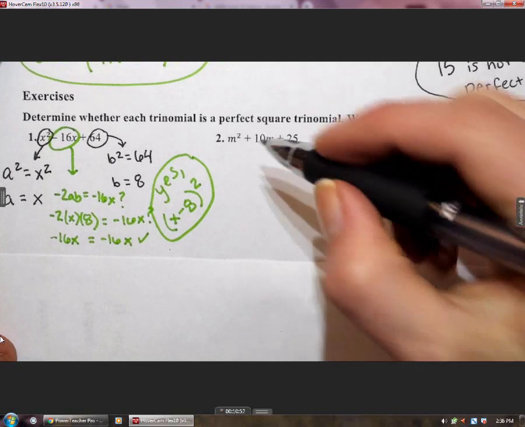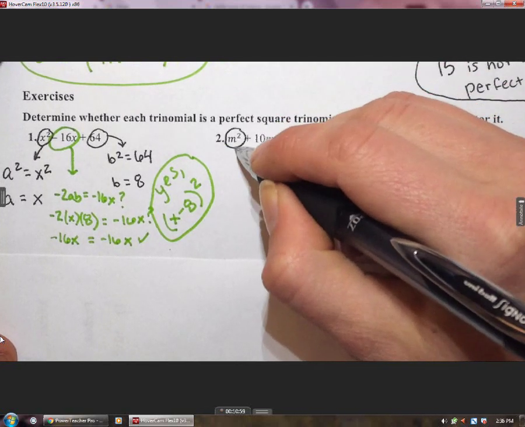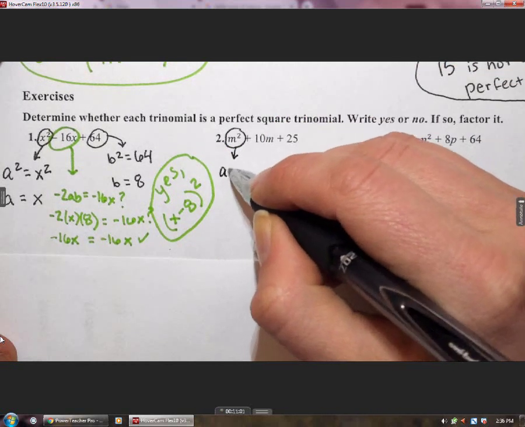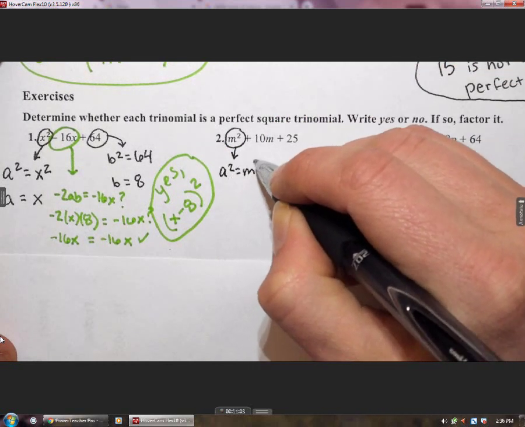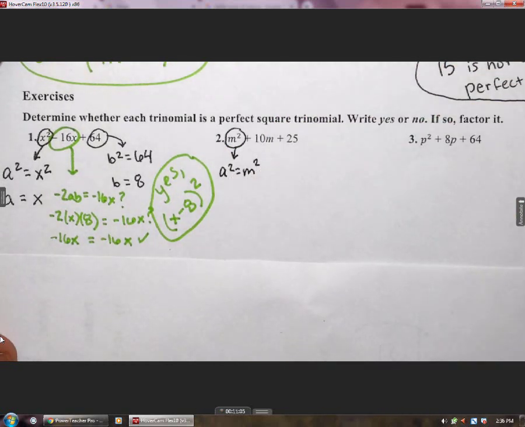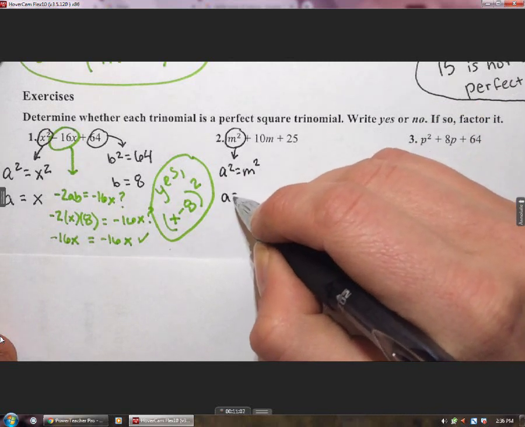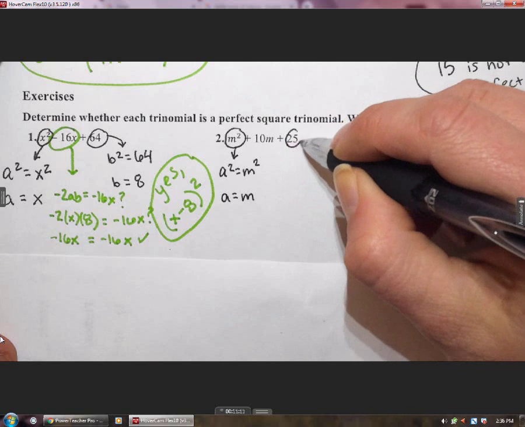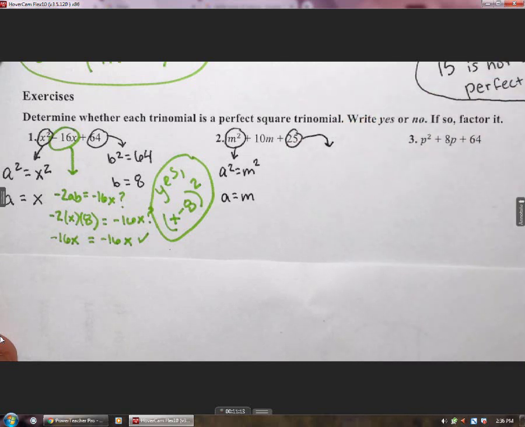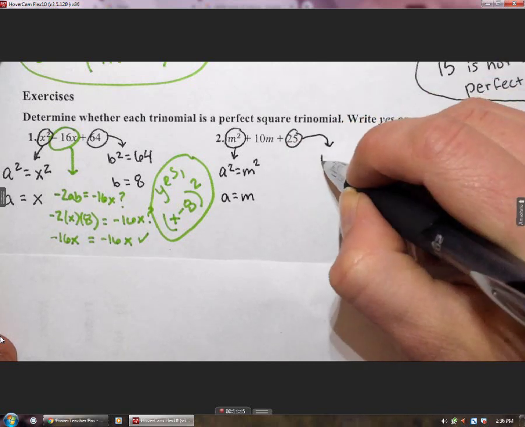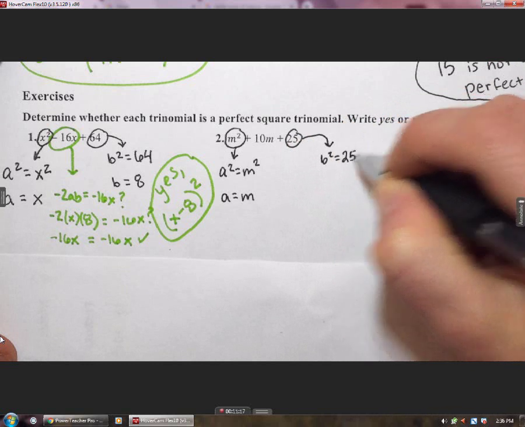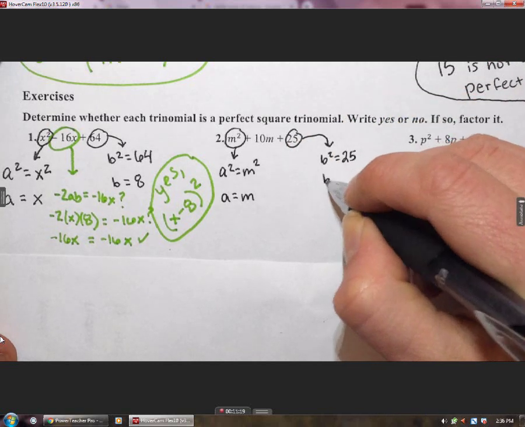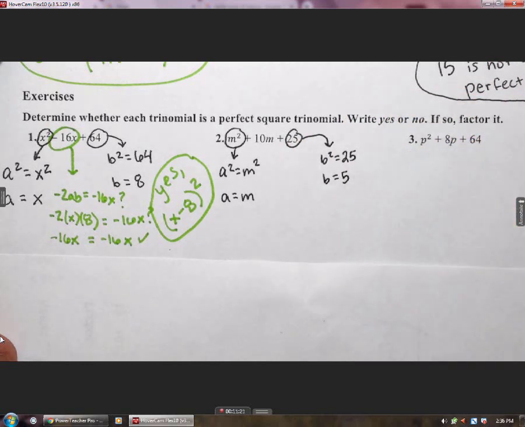Let's try the next one. m squared equals a squared. Is that a perfect square? Yeah. So a equals m. I'm going to check 25. b squared equals 25. Is that a perfect square? Yes. So b equals 5.